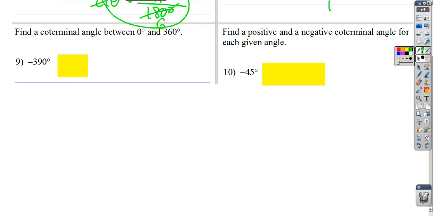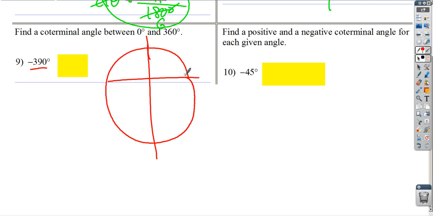Alright, the last 2 problems on this page. Coterminal angle means an angle that ends up in the same spot. So for example, if I have this one right here, negative 390, negative means we should go clockwise instead of counterclockwise. So here's 0. I'm going all the way around. That's now at 360. And so I must go an extra 30 degrees past 360 to get to negative 390. So that's going to be right here. This entire angle right here. So all the way around, and the second time that's the same as negative 390.